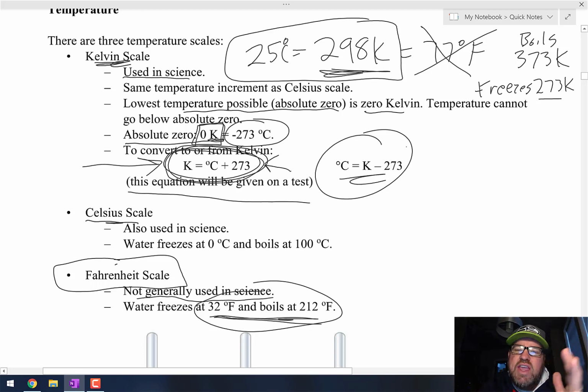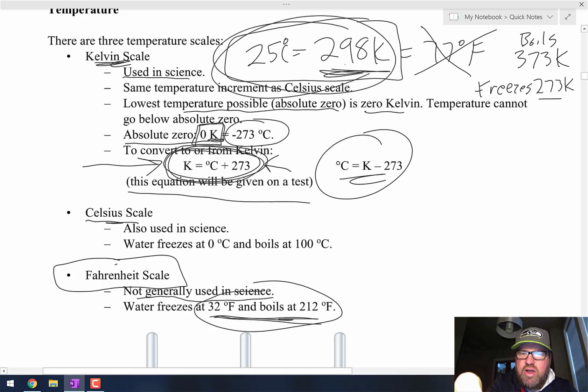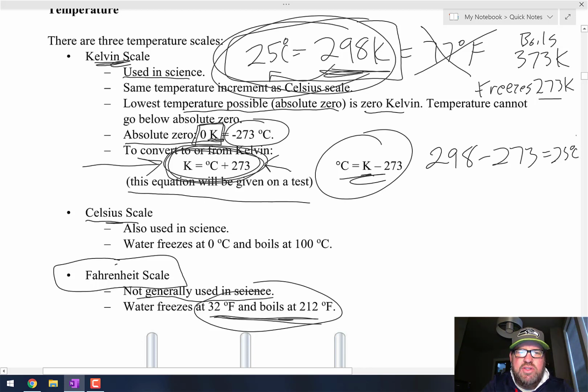What if you have this Kelvin temperature and you need to get it to Celsius? Well, you simply subtract 273. So remember up here where I said 298 Kelvin is 25 degrees Celsius, because I took the Kelvin temperature, 298, I subtracted 273, and that gave me my temperature in Celsius.